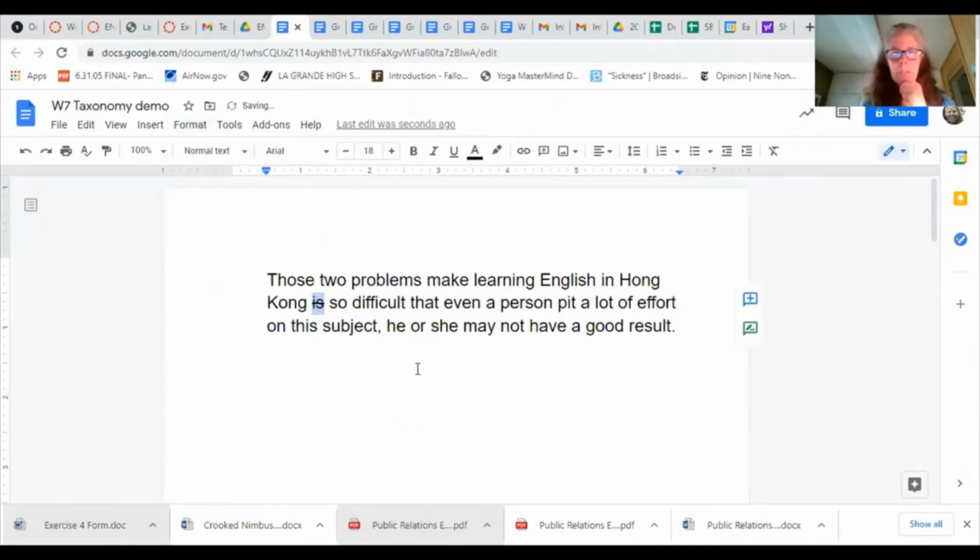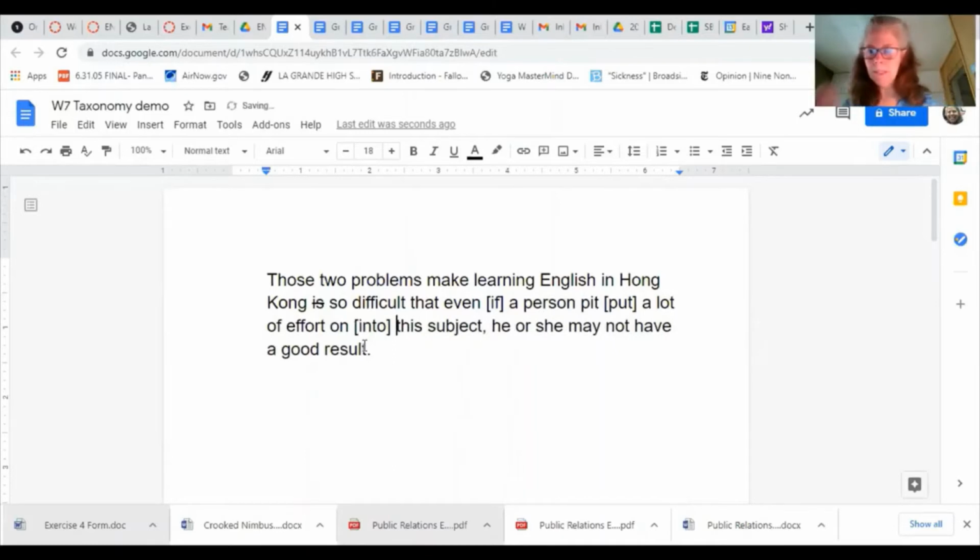Those two problems make learning English in Hong Kong so difficult that even a person... I think there's a missing word there, like an "if," that even if a person... I think that's a spelling error, so I'm going to say put a lot of effort on, and I would say that's probably, for me, it needs to be into. Again, prepositions are really difficult in an ongoing way for non-native speakers of English. And if you've ever tried prepositions in another language, you've probably had the same problem.